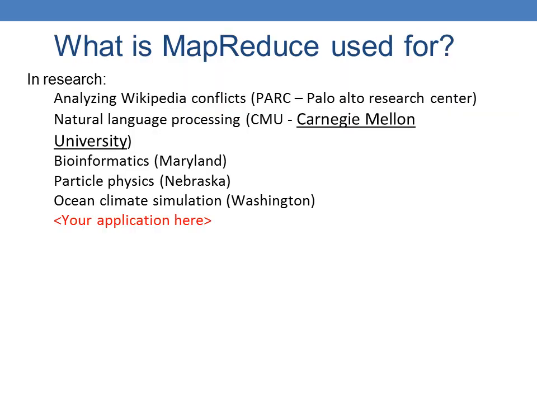What is MapReduce used for? In research: analyzing Wikipedia conflict at PARC, that means Palo Alto Research Center. Natural language processing at CMU, Carnegie Mellon University. Bioinformatics at Maryland, particle physics at Nebraska, then ocean climate simulation at Washington.